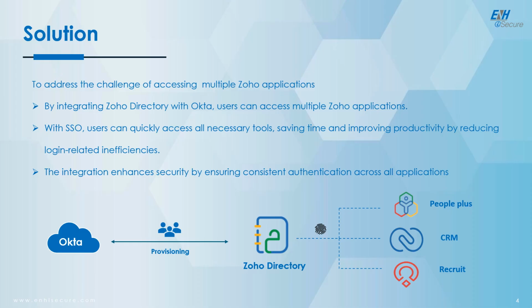for multiple credentials. By using Zoho directory as the identity repository and Okta for SSO, we improve user convenience and reduce inefficiencies. The seamless connection between systems boosts productivity and helps teams work better together by sharing data smoothly. Additionally, this setup enhances security by maintaining consistent authentication across all applications and reducing risks tied to managing multiple logins.